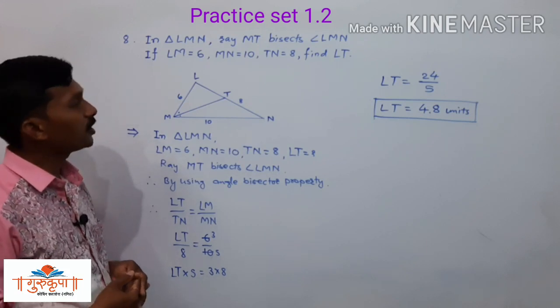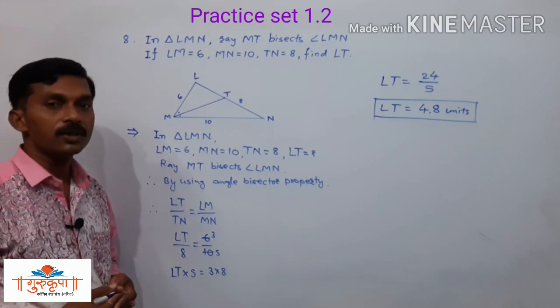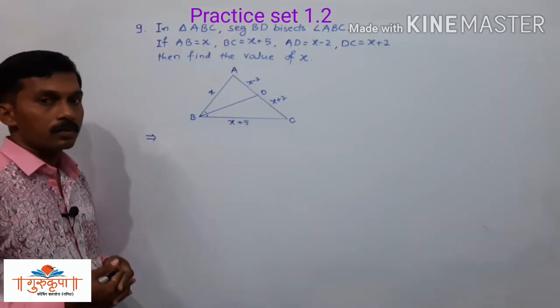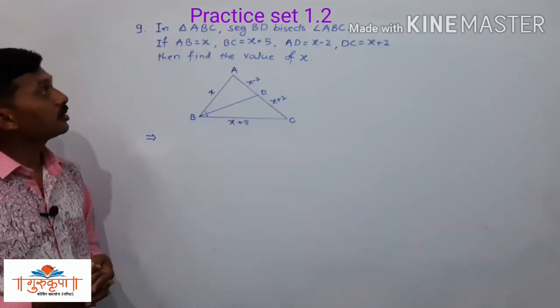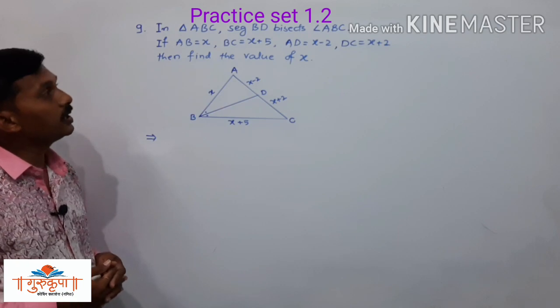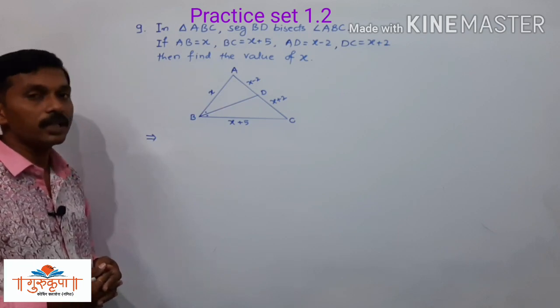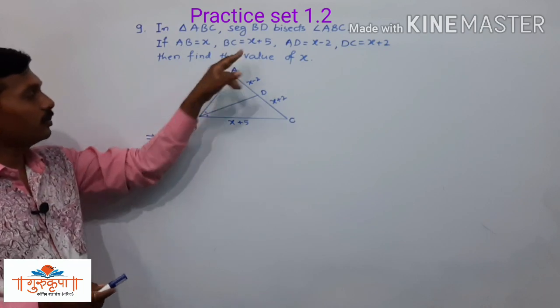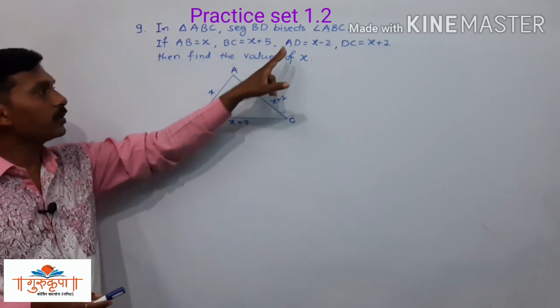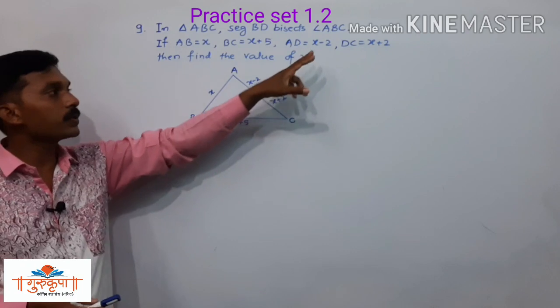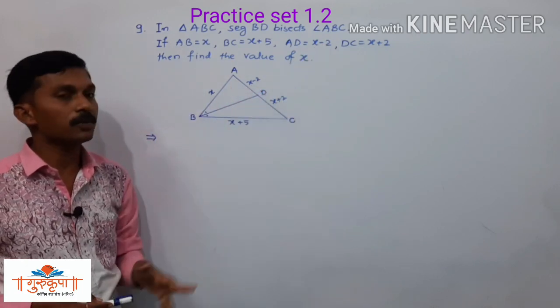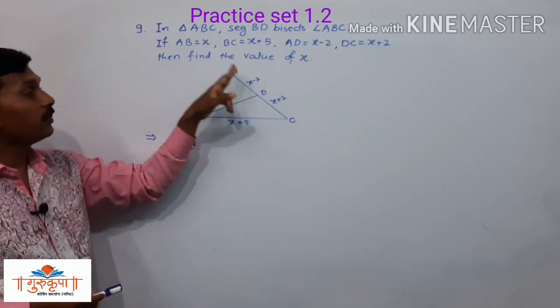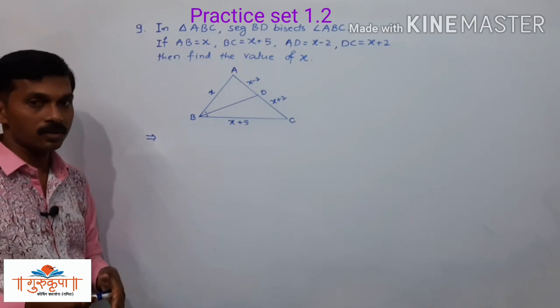Now we will take the next question, that is question number 9. In triangle ABC, ray BD bisects angle ABC. If AB is equal to x, BC is equal to x plus 5, AD is equal to x minus 2 and DC is equal to x plus 2, then find the value of x.